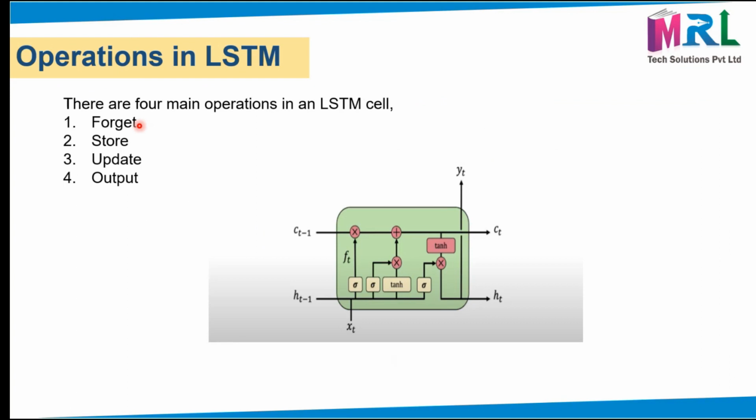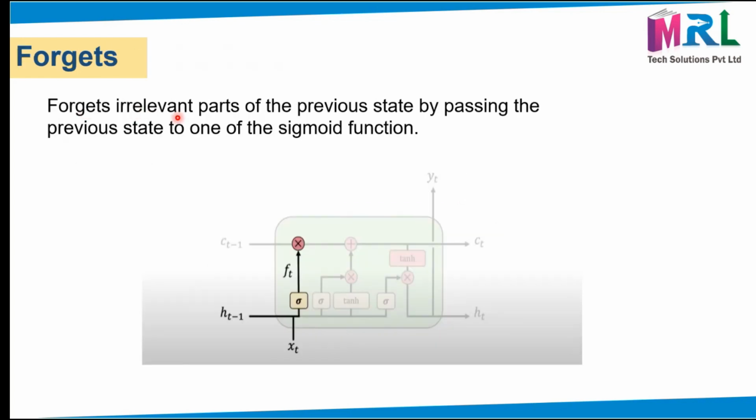Now we come into this. We have the forget, memory for storing, and the third one is update. We have combined these together, and the fourth one is output. Let's see that. What the forget gate does is forget the irrelevant parts of the previous state by passing the previous state through a sigmoid function. For example, this is the default weightage that I said, WREC equal to 1, the previous one.